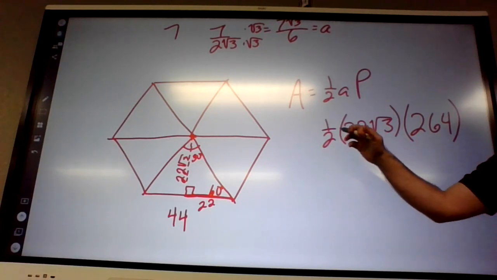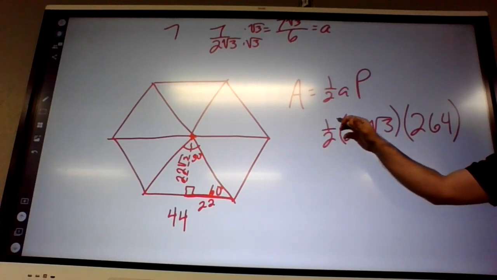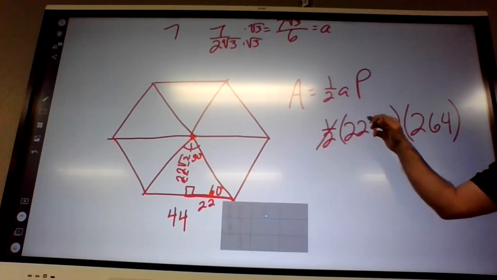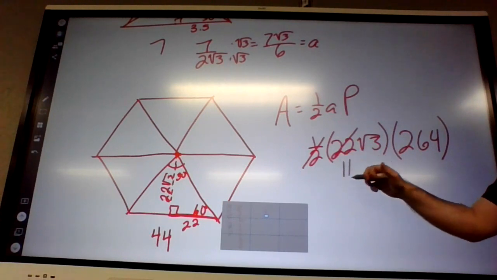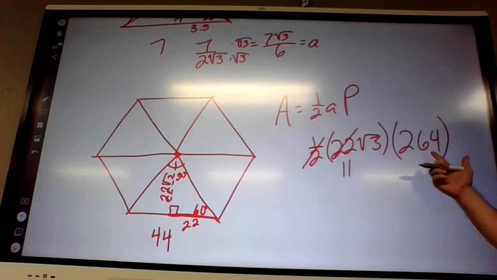Well, if I was plugging this in the calculator, here's what I do. What's 1/2 of 22? 11. So I would just do 11 times 264, and then put square root of 3 on it.